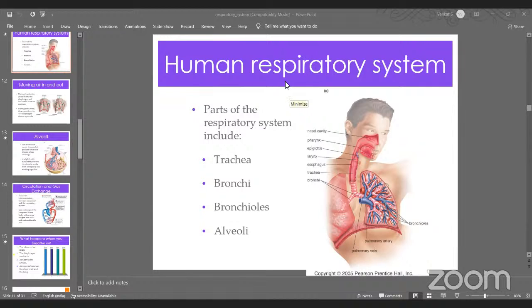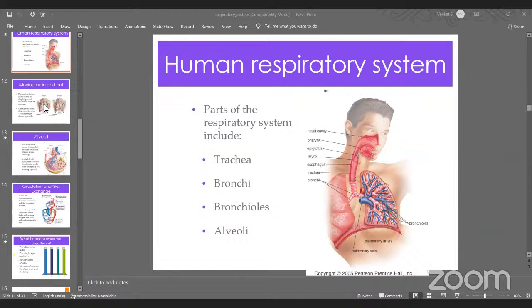Okay, so this is the human respiratory system. Observe this diagram carefully. The parts of the respiratory system include the trachea, bronchi, bronchioles, and alveoli. So this is the complete structure from the nostrils to the lungs, the lung dissection showing the anatomy parts.